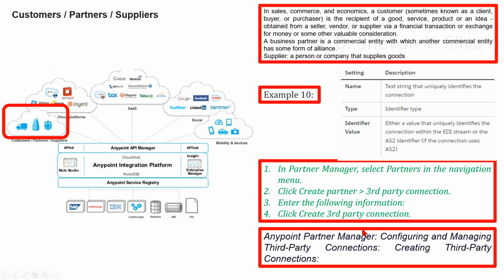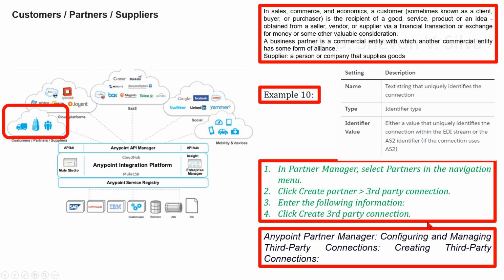Now we are considering configuring and managing third-party connections in Anypoint Partner Manager. Creating a new third-party connection by using the partners page to specify a connection name, identifiers, connection-specific endpoints if needed, and other settings. Before you create your first third-party connection, make sure you have configured the payload storage API and that you obtain the following information: the connection name, usually the name of the company, and the one or more AS2 identifiers for the connection.